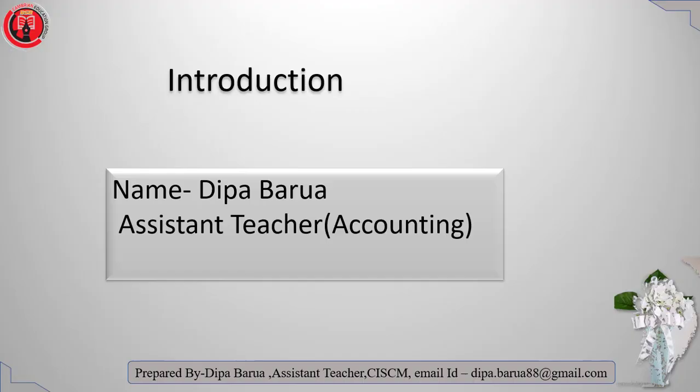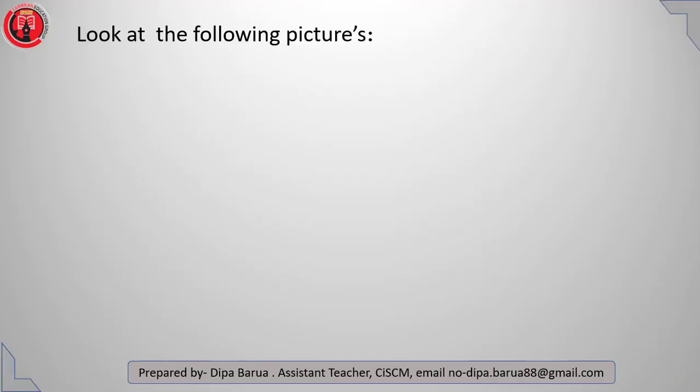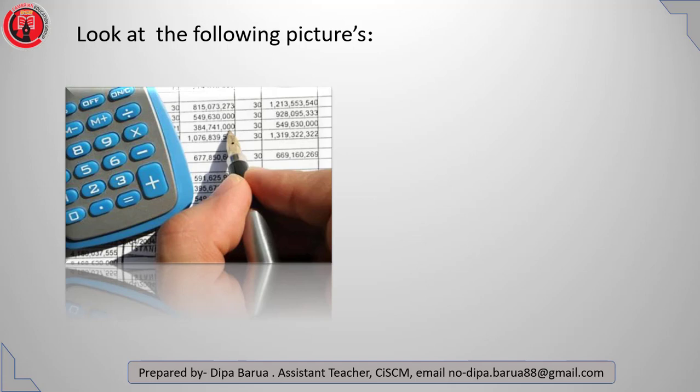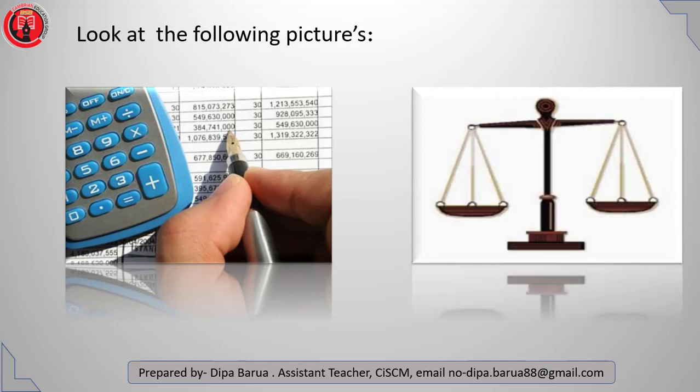Here is my introduction. At first we have to see some pictures. So look at the following pictures. Look, now what we see: a picture, it indicates transaction identification, and then the second picture indicates balance. Which balance? Both side balance. The point of these two pictures is the main topic of our today's lesson.